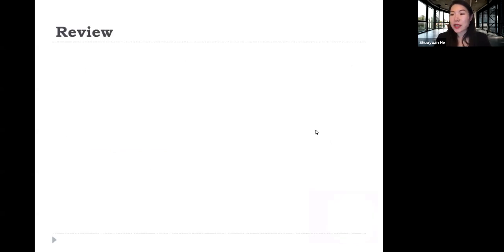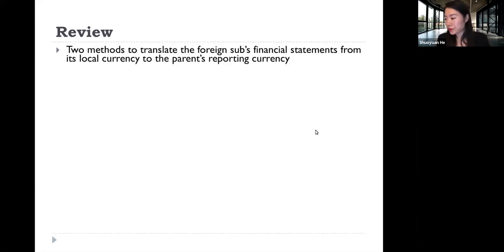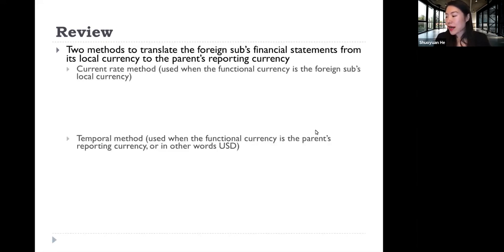In the last class, we talked about the current rate method and the temporal method. Let's now first do a brief review. So the current rate method is used when the functional currency is the foreign subsidiary's local currency. Actually, if you still remember, we have that graph of local currency, functional currency, and the parent firm's reporting currency.